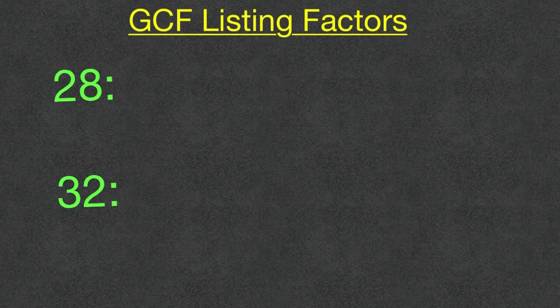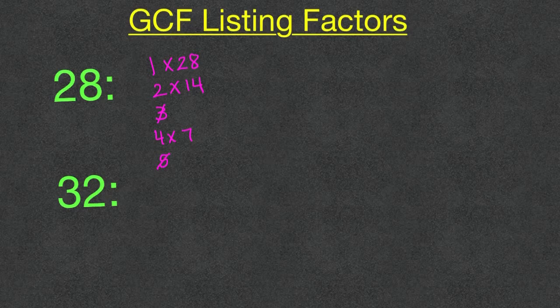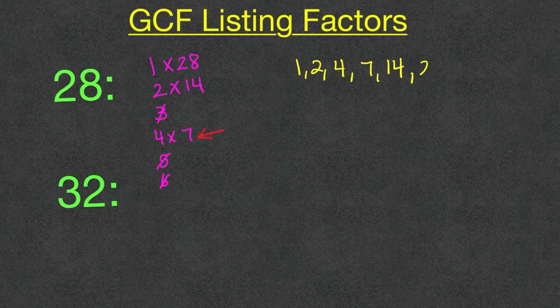Let's find the greatest common factor of 28 and 32 without using the multiplication chart. Let's try to go in order. Let's do 1 times 28. Let's do 2 times 14. 3, we cannot. 4 times 7 gives us 28. We cannot do 5. We cannot do 6. And if you notice, we already have 7 over here, so that's where we stop. So the factors for 28 are 1, 2, 4, 7, 14, and 28.